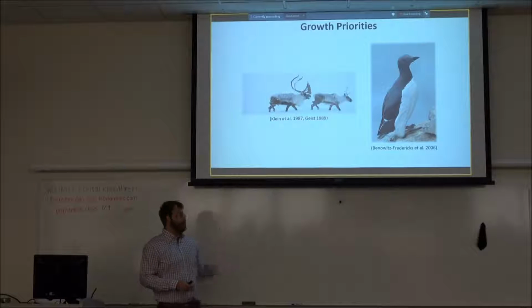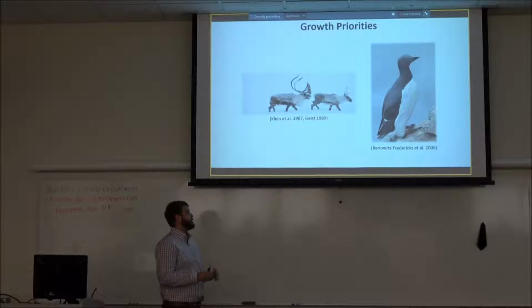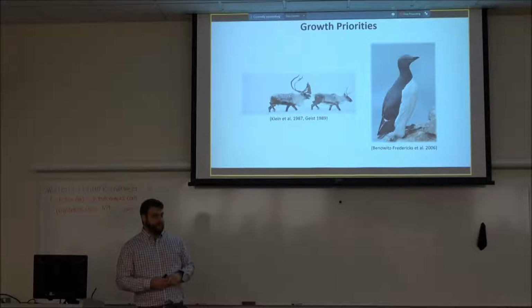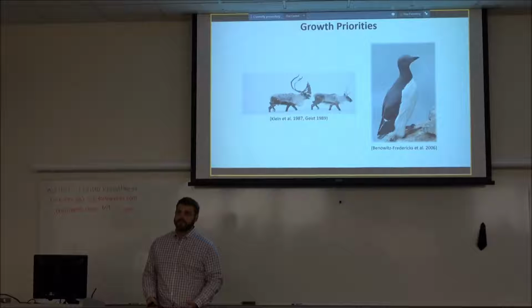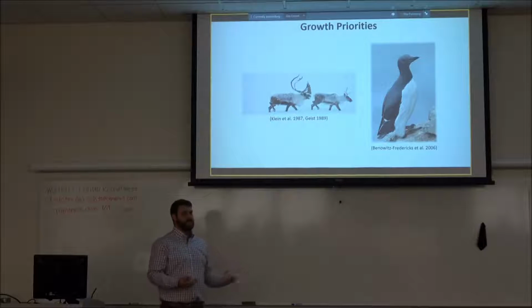For example, in caribou, leg length is related to the ability to traverse snow to get different resources. So the longer the legs, the more efficient they can be in traveling. In the common murre, tarsal length is related to the ability to escape predators, so directly related to their ability to survive. So again, we'd expect these morphometrics to develop relatively well.